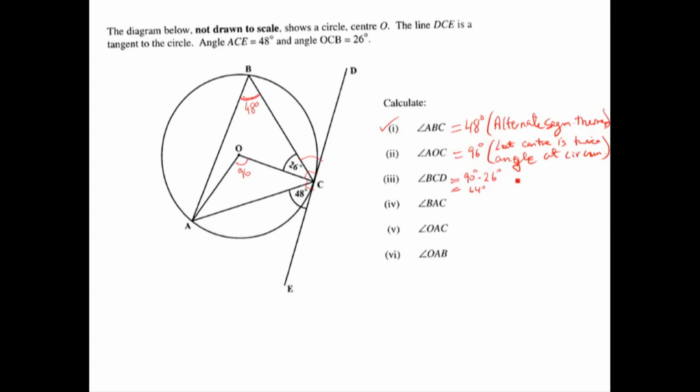And the reason for that is radius meets tangent. Radius is perpendicular to tangent. Same thing as saying radius meets tangent at 90 degrees. They're perpendicular to each other. Okay, so now we found that. So this is actually 64 degrees.